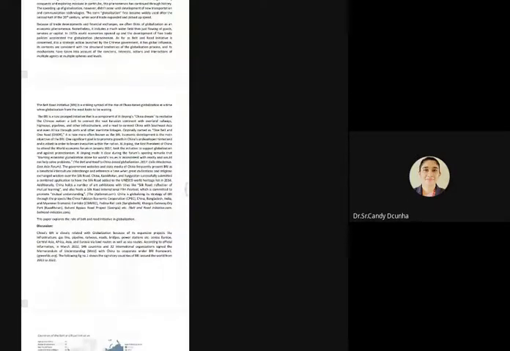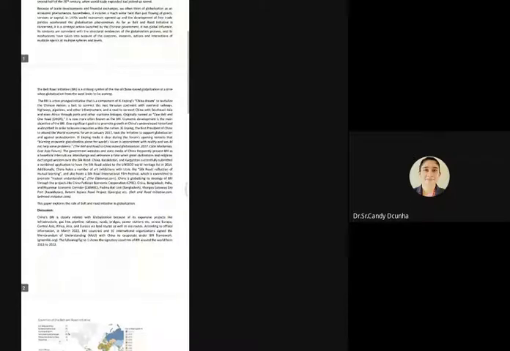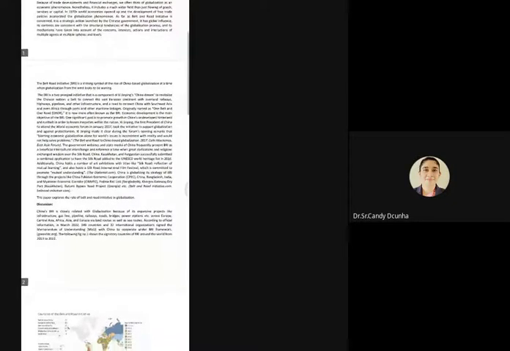BRI is a two-pronged initiative that is a component of Xi Jinping's China dream to revitalize the Chinese nation. A belt to connect the vast Eurasian continent with overlaid railways, highways, pipelines, and other infrastructure, and a road to connect China with Southeast Asia and even Africa through ports and other maritime linkages. Originally named One Belt, One Road, it is now more often known as BRI, that is, Belt and Road Initiative. Economic development is the main objective of the Belt and Road Initiative.